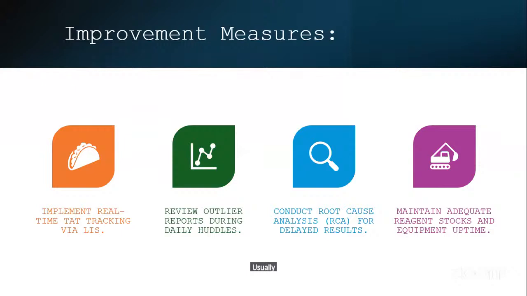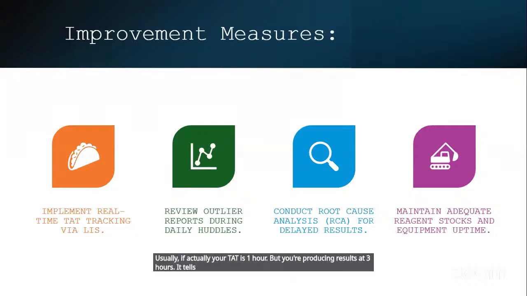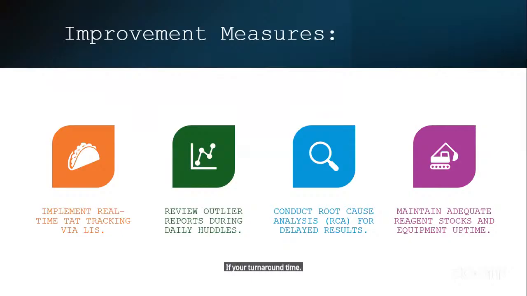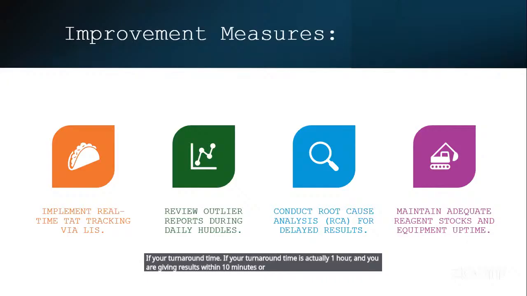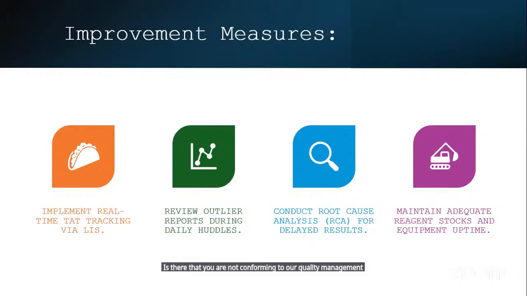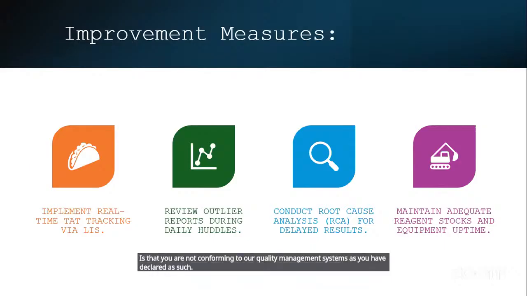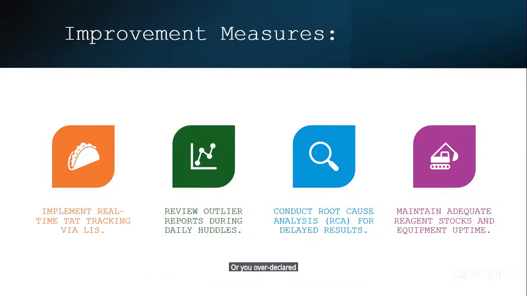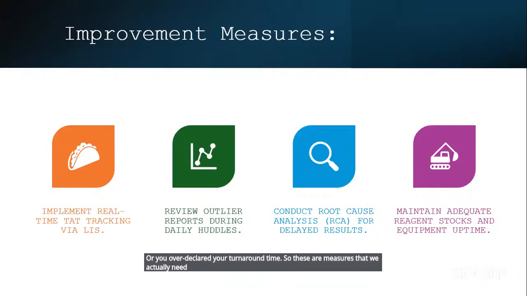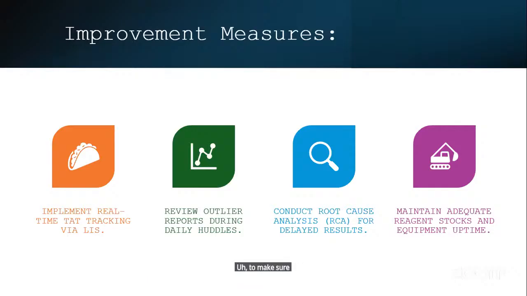You see, if your TAT is 1 hour, but you're producing results at 3 hours, it tells there's a system issue. There are systematic issues that you need to look at. But it also applies if your turnaround time is 1 hour and you are giving results within 10 minutes or so, it also begs questions. Either you are not conforming to our quality management systems as you have declared, or you over-declared your turnaround time. So these are measures that we need to look at to make sure that we do not give room for subjectivity.